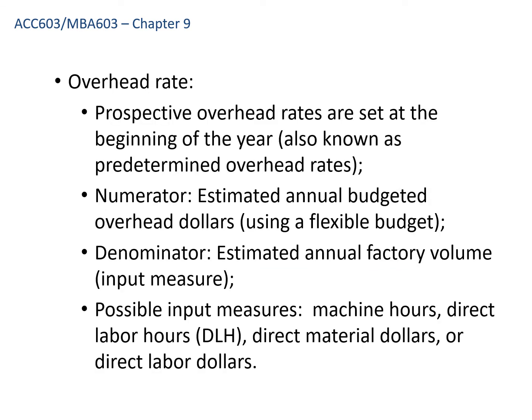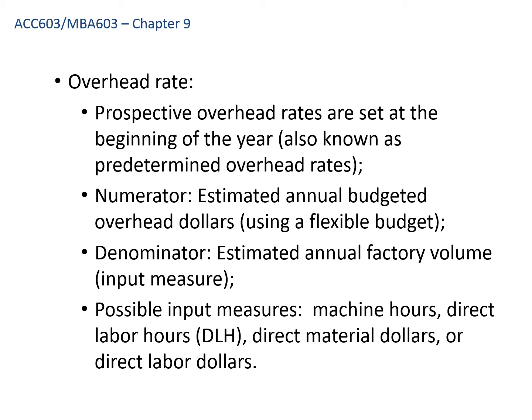So determining the overhead rate, as I mentioned earlier, is done at the beginning of the year, so it's a prospective rate. Again, I can't wait till the end of the year to figure out what all of my costs are. That wouldn't be very useful. So I need to come up with an estimated rate at the beginning that I can use. So the numerator, the top number in that rate, is going to be annual budgeted overhead dollars, and I'll probably use a flexible budget to determine that. The denominator is going to be some estimated volume, some input measure.